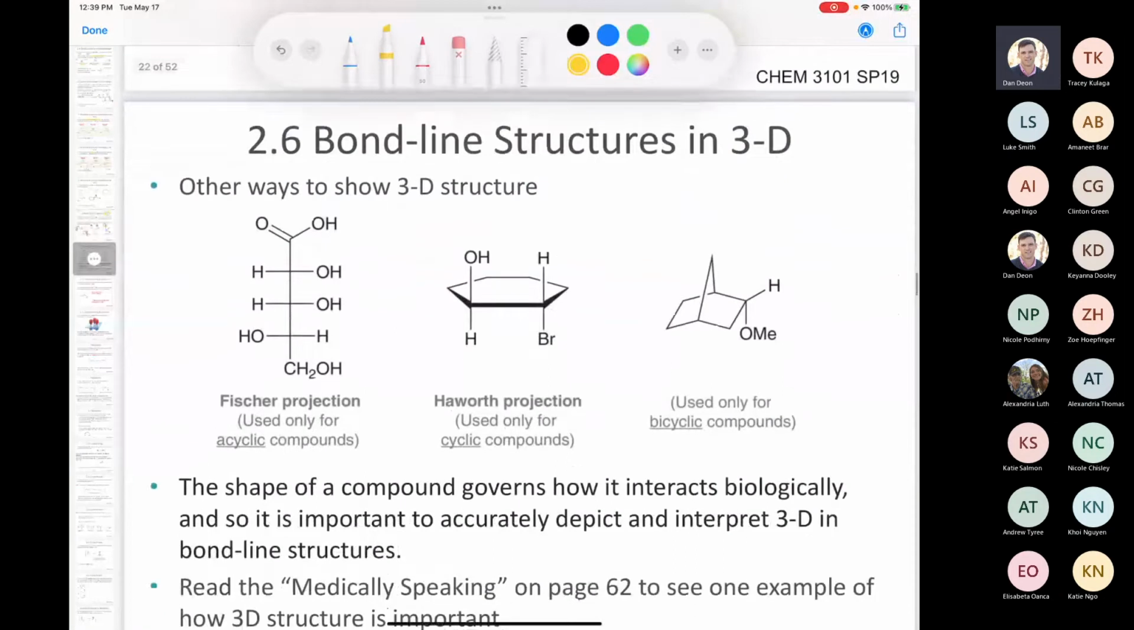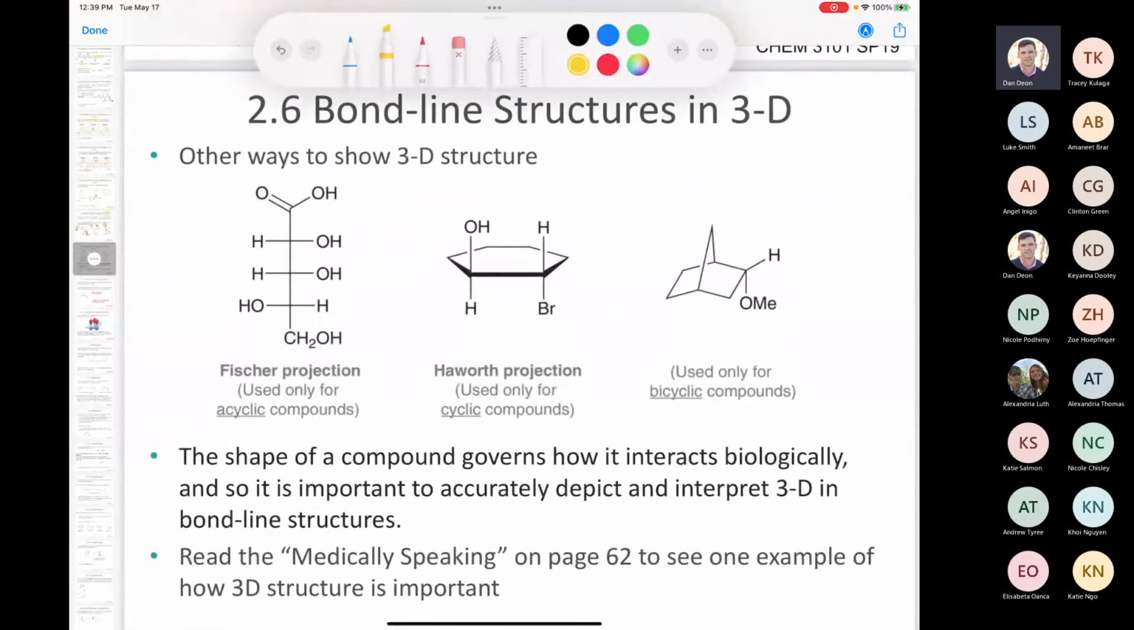So dashes and wedges. There are other ways to show 3D structures. The one shown on the far left is the Fischer projection. Fischer projections are used only for acyclic compounds. They're usually used for carbohydrates, which are covered in organic chemistry too.